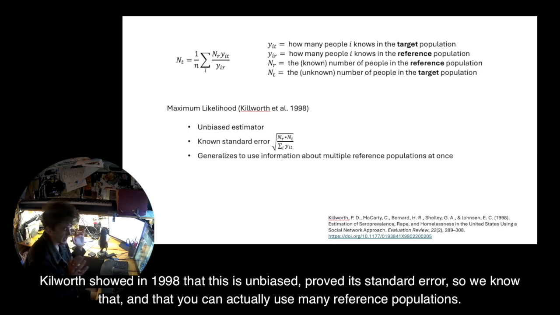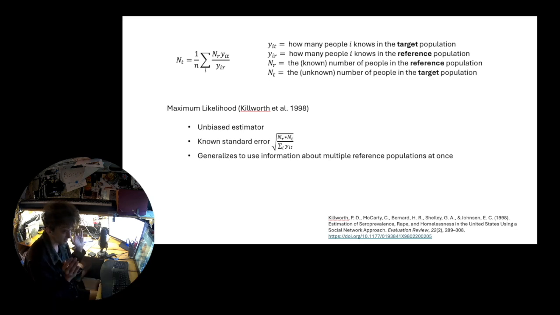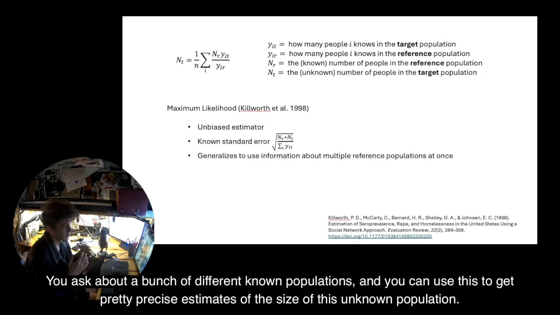You can actually use many reference populations, so you can tighten the standard error. Don't just ask about gyms, but ask about Marthas and so on. You ask about a bunch of different known populations, and you can use this to get pretty precise estimates of the size of this unknown population.